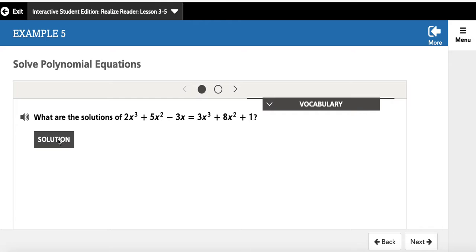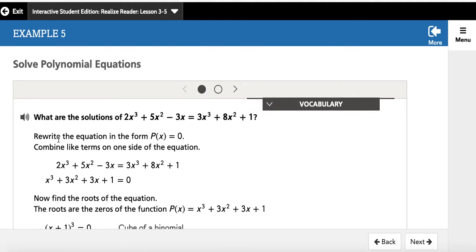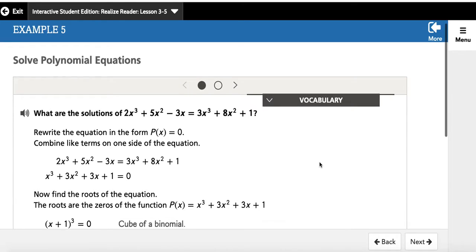First of all, we want to set it equal to 0, so then we can just tackle it like we have some recent problems. So they have subtracted the 2x cubed and subtracted the 5x squared and added the 3x to both sides, and they got this. I cannot highlight that, I apologize.